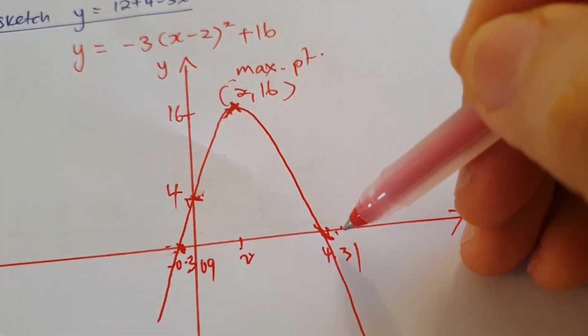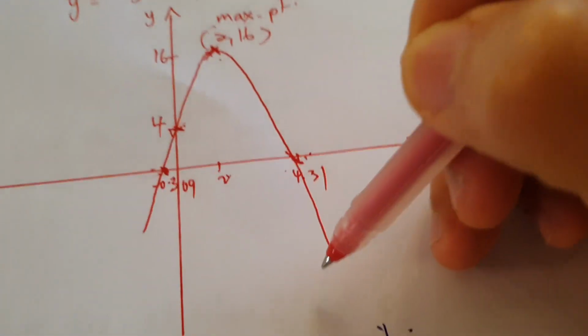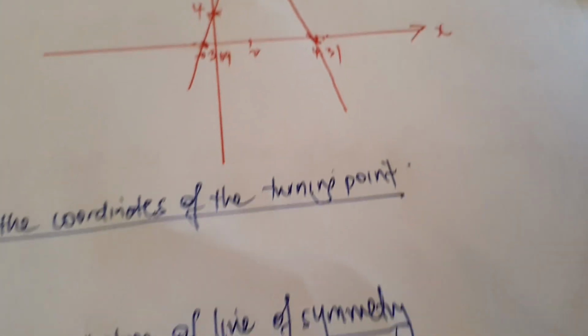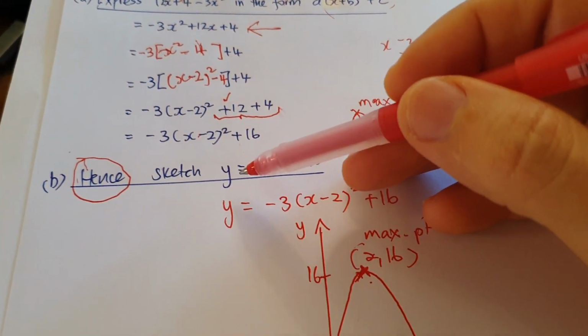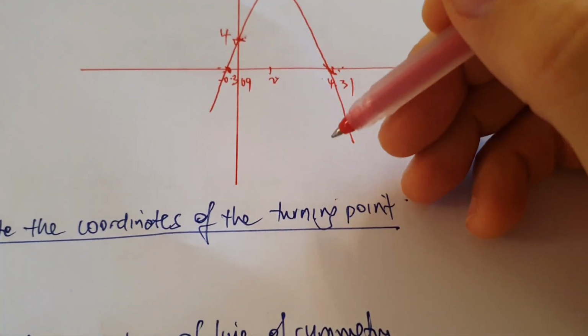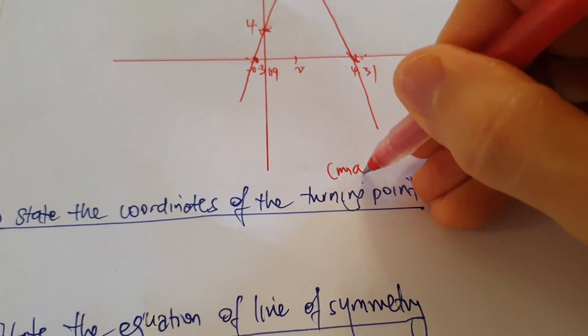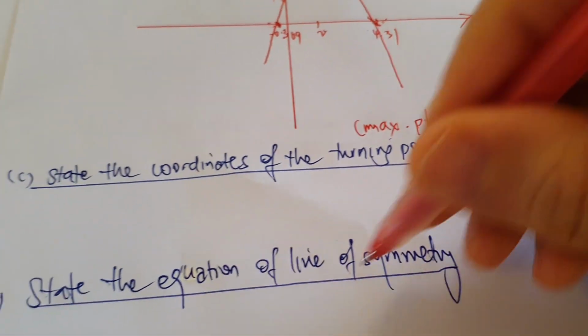Have you labeled all the x's? The intercepts? Yes. Maximum point? Yes. Done. That's it. Okay, so that's how you do this question. Now, very importantly, if they don't ask you to sketch, they may ask you for the coordinates of the maximum point. A turning point in this case means maximum. But if the curve is a happy face, then it will be a minimum point.